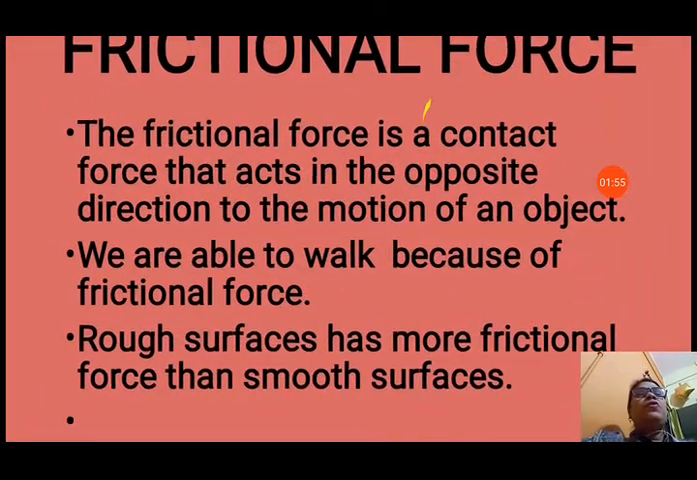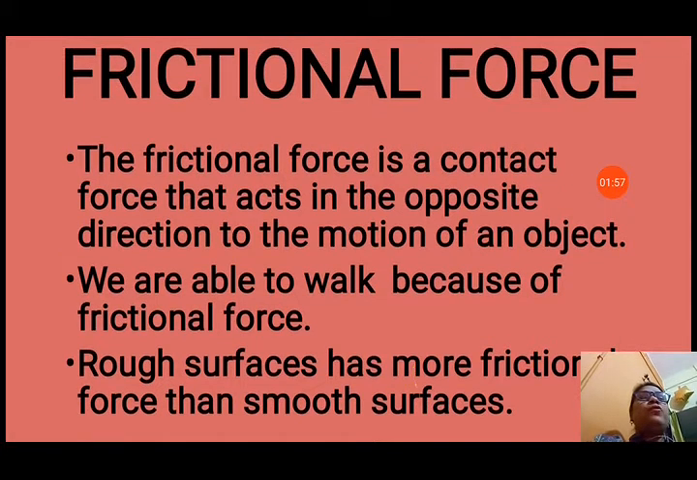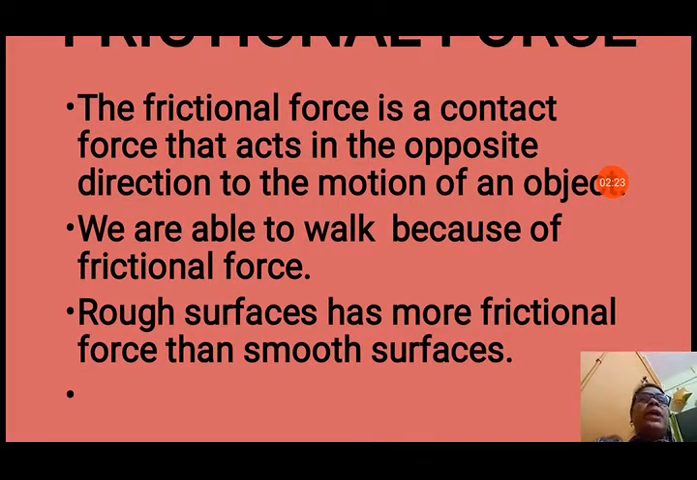Now frictional force. The frictional force is a contact force. When two bodies are in contact with each other, only then can this force work. It acts in the opposite direction to the motion of an object. If anybody tries to move, that force acts in the opposite direction and tries to stop the moving object. We are able to walk because of frictional force. There are many advantages of frictional force. We are able to walk, we are able to write because of the frictional force. Rough surfaces have more frictional force than smooth surfaces, because rough surfaces oppose the motion more than smooth surfaces.